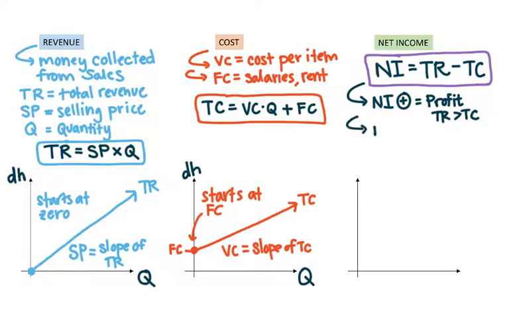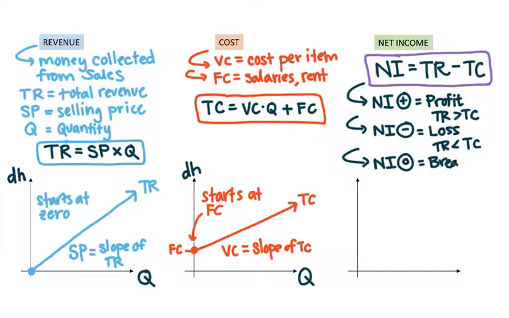But the second situation is when the net income is a negative number, and that's called loss. That's when the amount you collected from sales was not enough to pay your costs. And the third possible scenario is when the net income is 0, and that's a special case we call the break-even point. That's the case where the amount you collected from sales, the total revenue, is exactly equal to your costs.